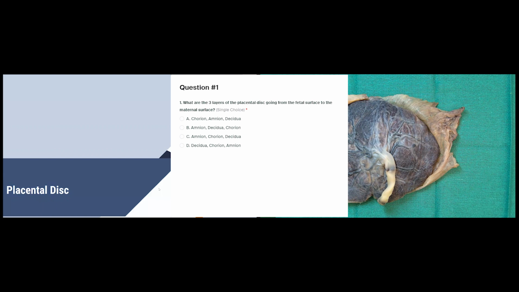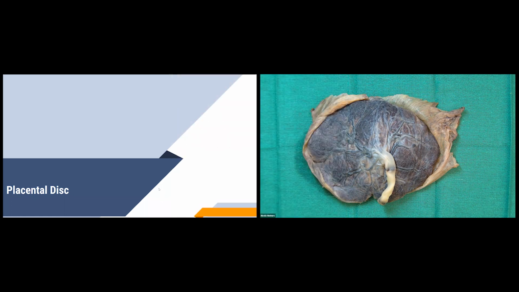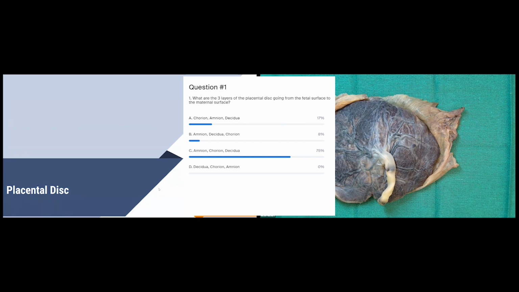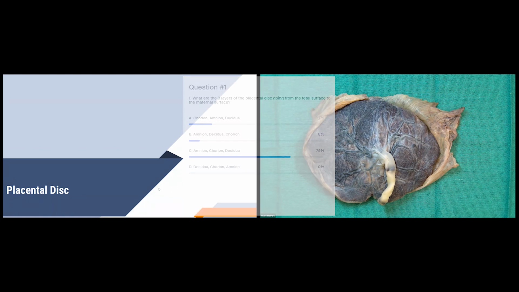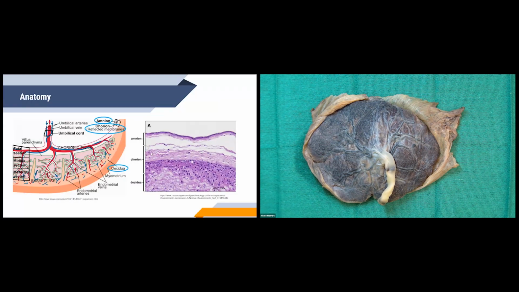Okay, so I'm going to end the polling there and share the results. So yes, the correct answer is C. So going from the fetal surface to the maternal surface, it goes amnion, then chorion, and then decidua. And you can see that in the diagram there with those blue circles indicating those different layers.